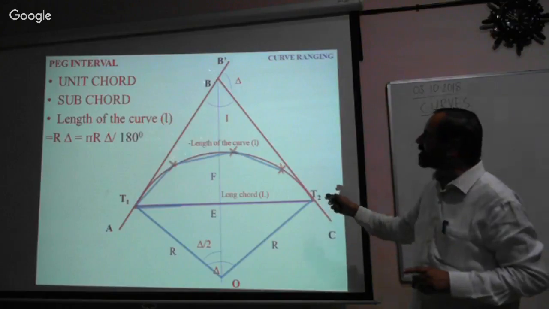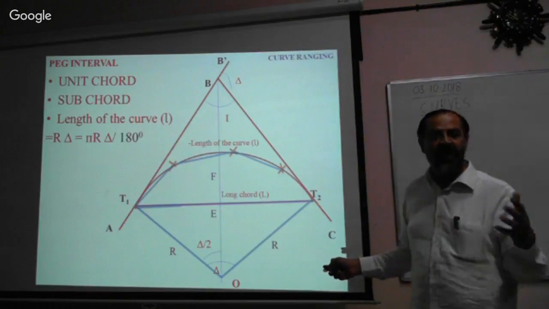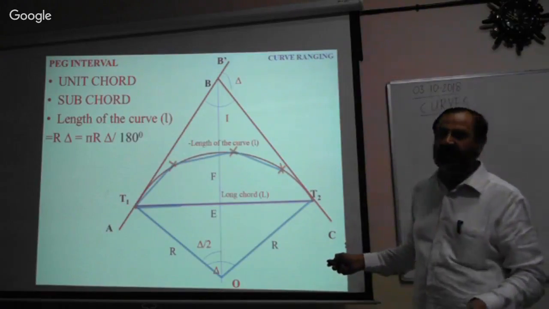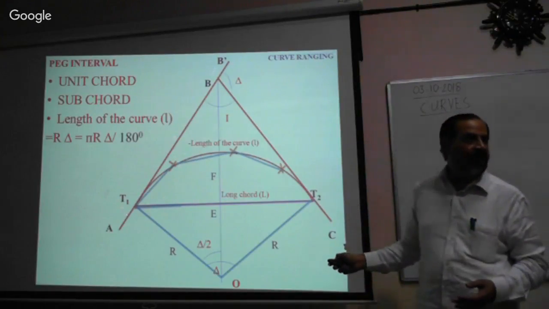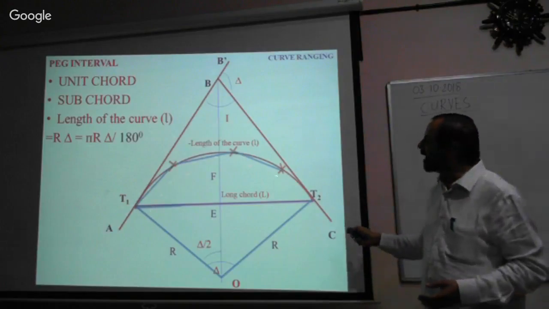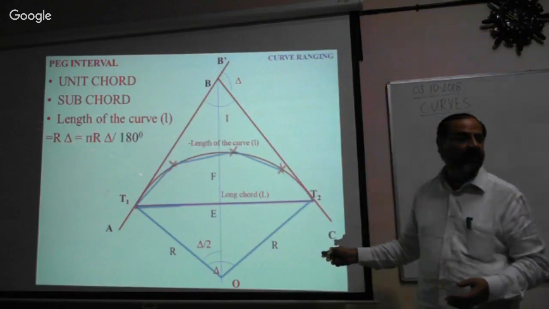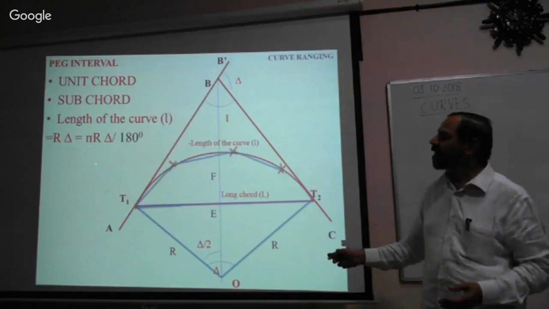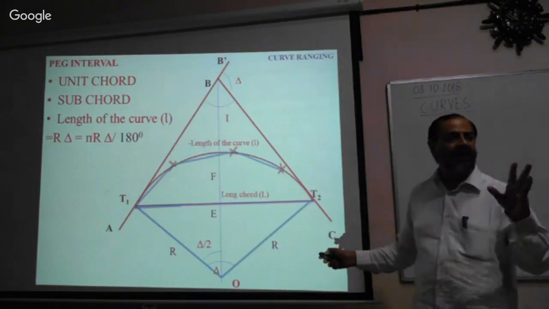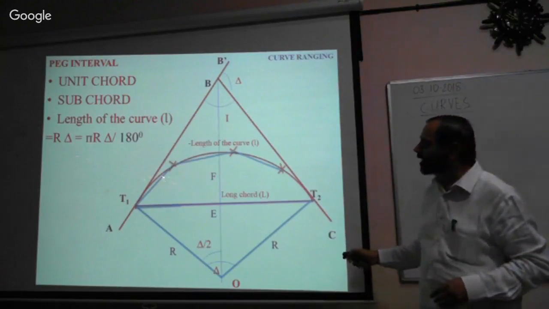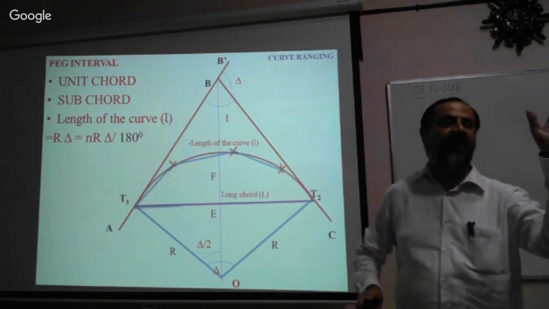Do you know how to calculate the length of the tangent? Do you have the equation for that? We have discussed it in the previous slides. First calculate the tangent length. Then calculate the length of the curve. Length of the curve is simple: pi R delta divided by 180 will give the curve length. Let us assume the curve length is 345 meters.